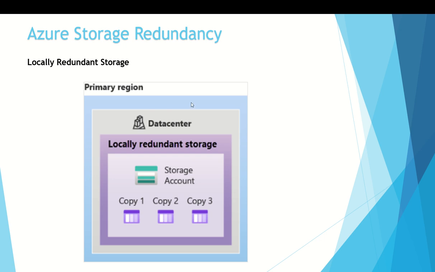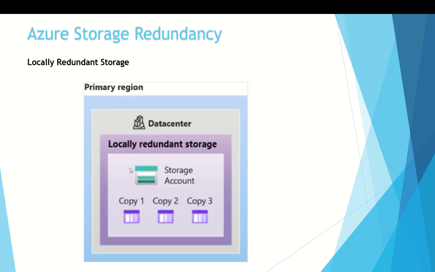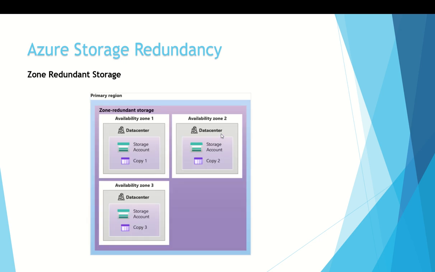So let's discuss zone redundant storage. If this is completely local, and some fire happened or some flood or tsunami came, then you don't get the data. So in that case, we'll go for the next option to make our data available, that is zone redundant storage. In zone redundant storage, you are able to see 2 available zones and 3 available zones with 3 copies on each zone.